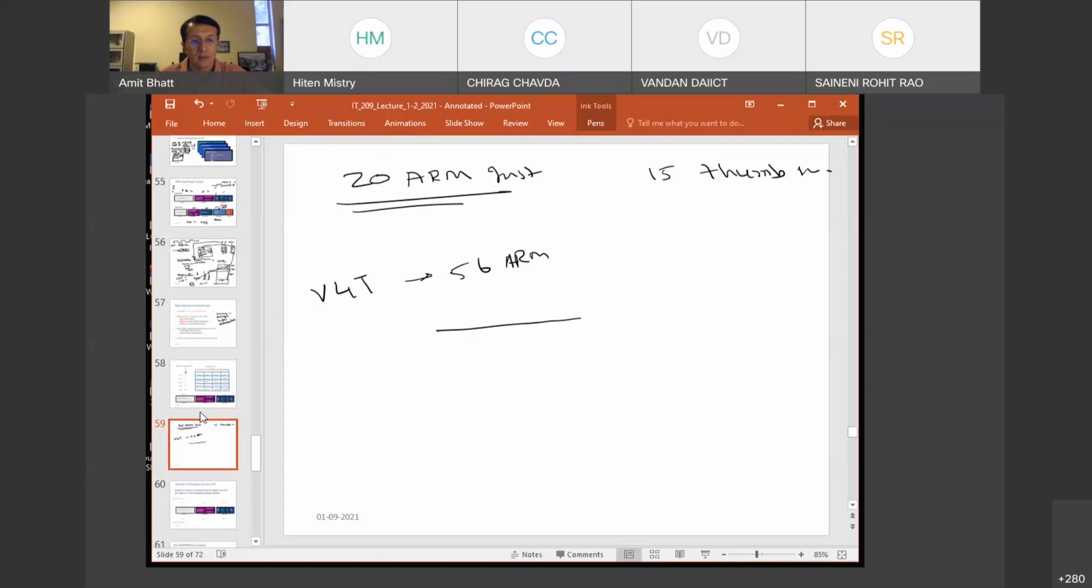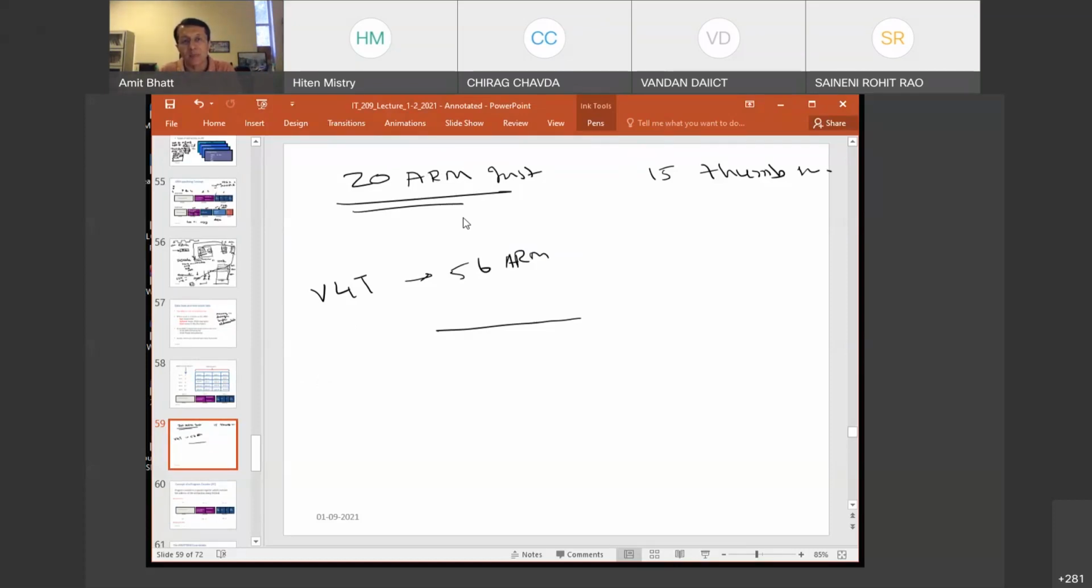Sir, I am asking, do we have an ARM instruction for every thumb instruction or not? Yes, naturally. So basically, the ARM instruction set can do everything an instruction set can do. They have tried to make an equivalent 16-bit instruction set called thumb, but they are constrained by the size, right?